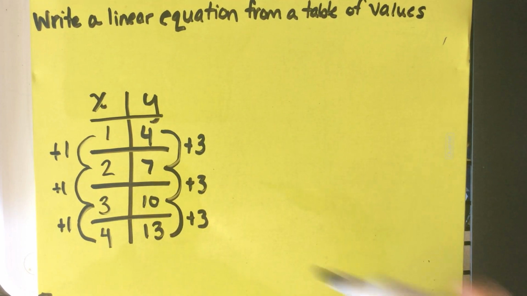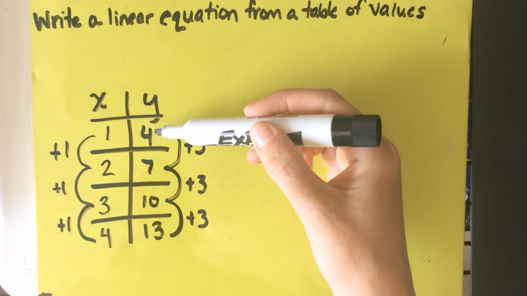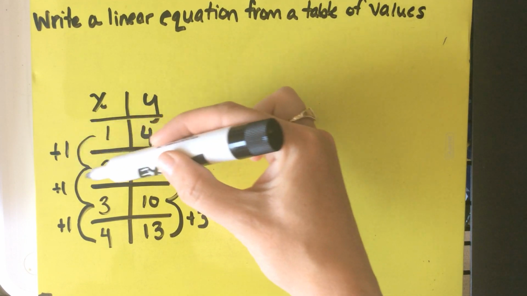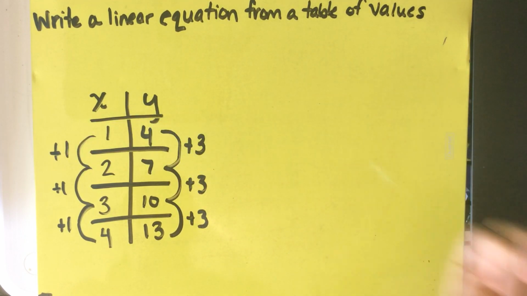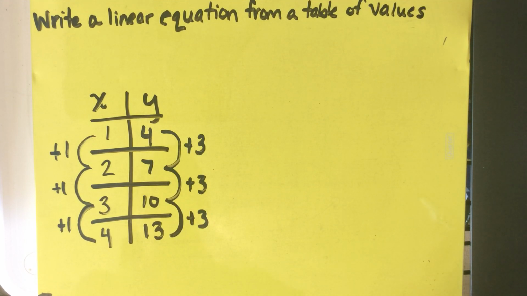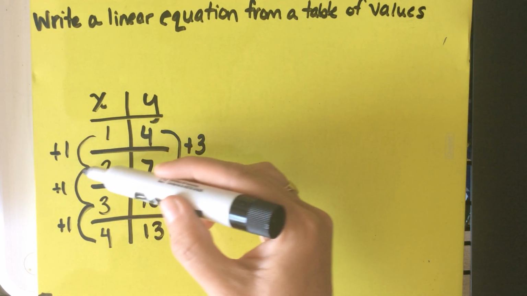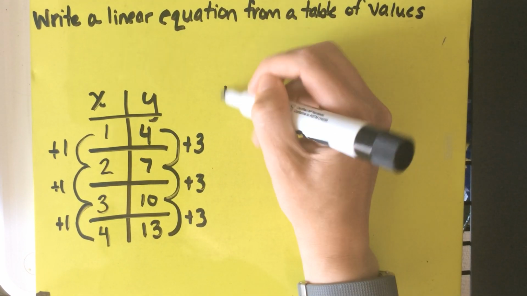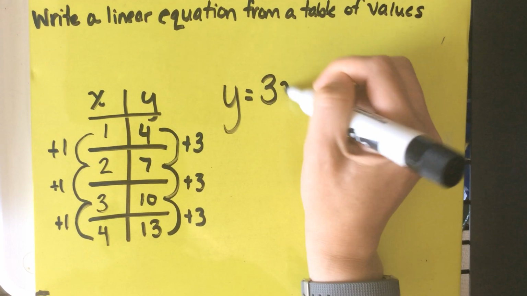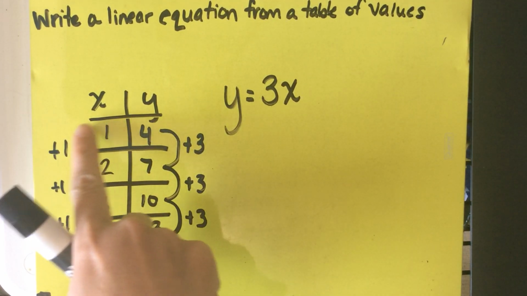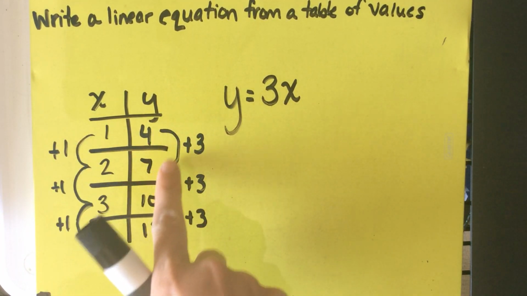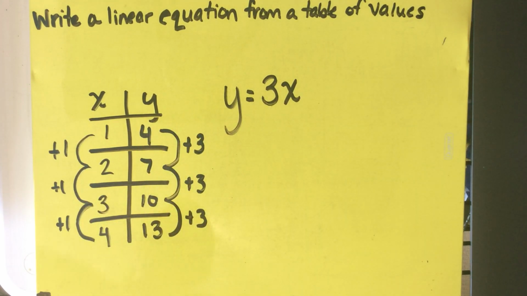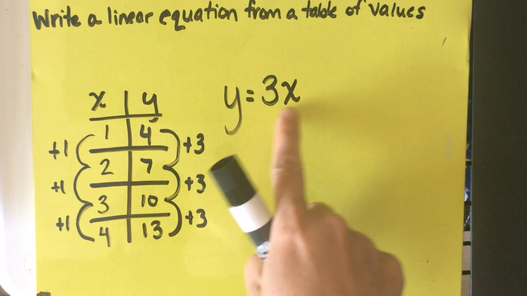So we have our relationship here. We're saying for every 1 that x increases, y increases by 3. So y is increasing 3 times faster than x. Or in other words, it takes 3 x's to make up a single change in y. So we can write this as y equals 3x, because it takes 3 of these x's to equal 1 of these changes in y, or y is increasing 3 times faster than x.